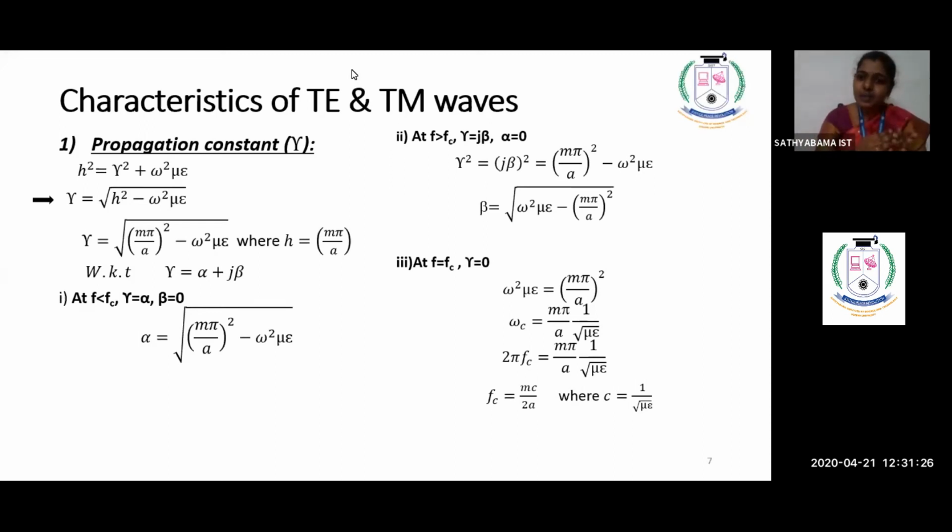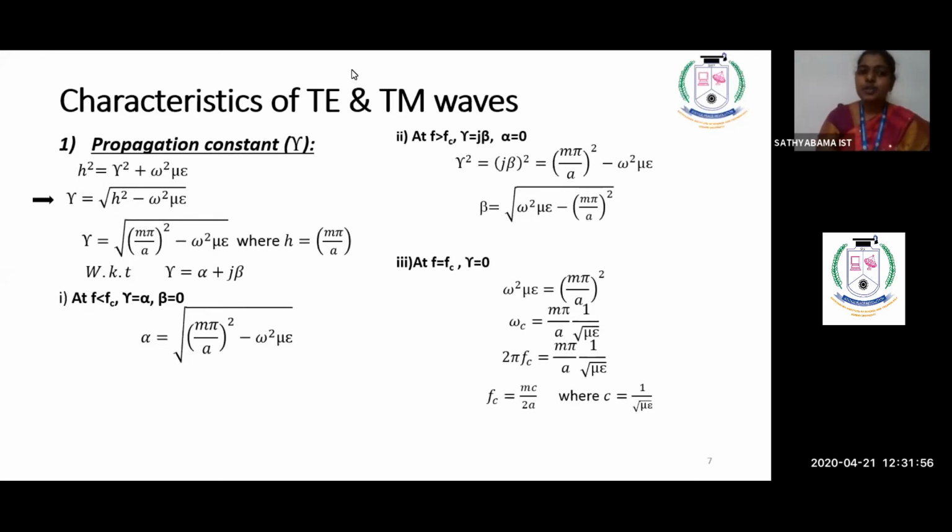So gamma is equal to... what is gamma square? It is h square minus omega square mu epsilon. When you take the square root on both sides, you will get gamma equal to root of h square minus omega square mu epsilon. So let me ask you a question. What was the value of h in your TE and TM? Just now we derived our TE. In our TE derivation as well as our TM derivation, the h value we got is m pi by a.